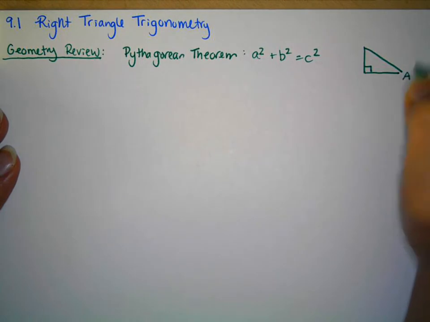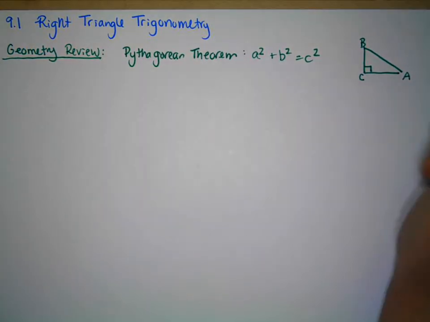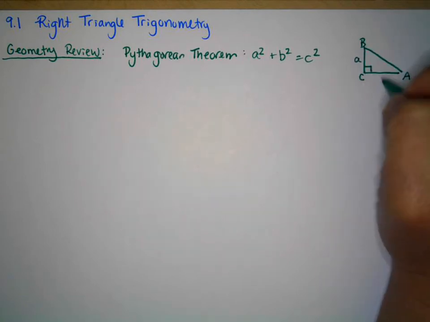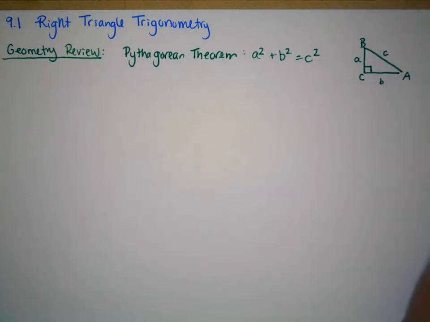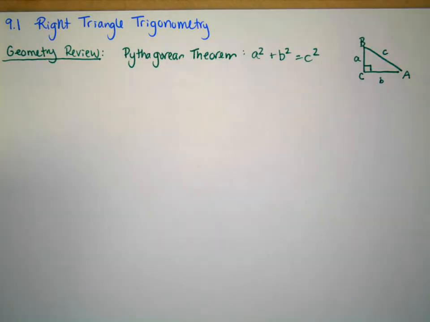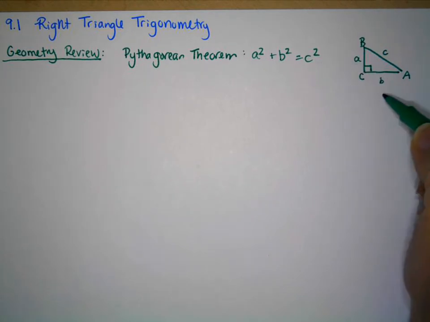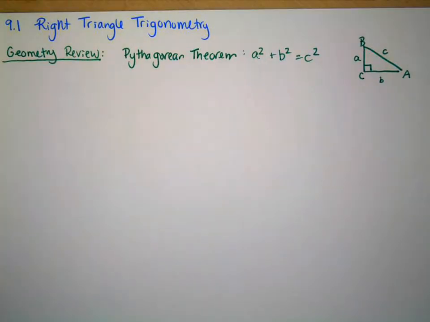If this is angle A, this angle here is B, and this angle here is C. The side across from angle A is side a, the side across from angle B is side b, and the side across from angle C is side c. Notice that for angles we're using capital letters, and for the sides we're using lowercase letters. So the two legs squared added together is equal to the square of the hypotenuse in a right triangle. Remember that only works for a right triangle.